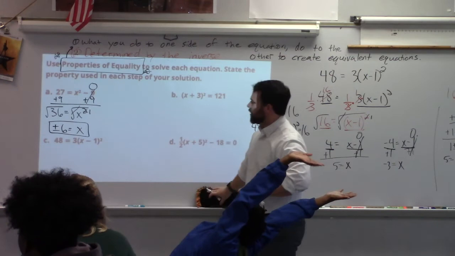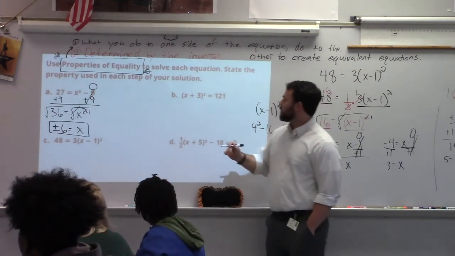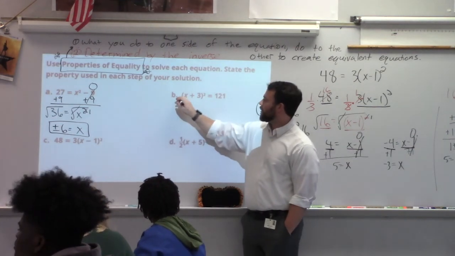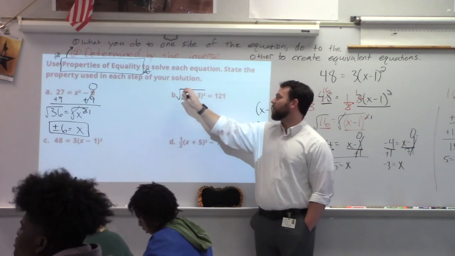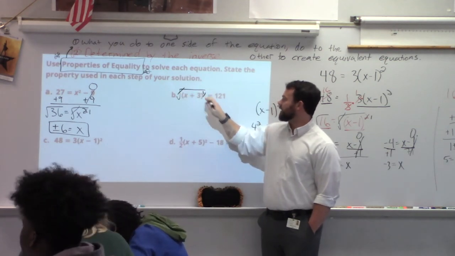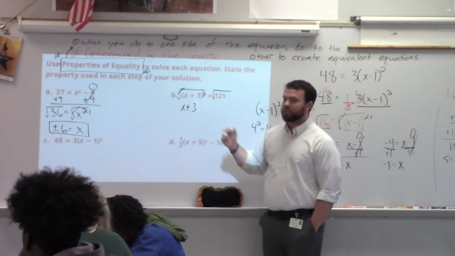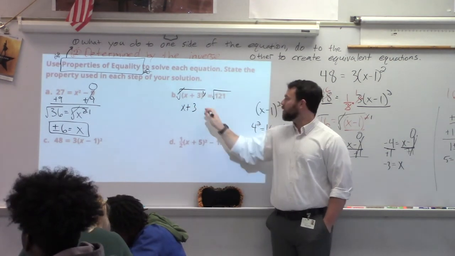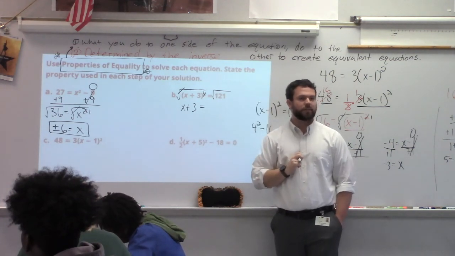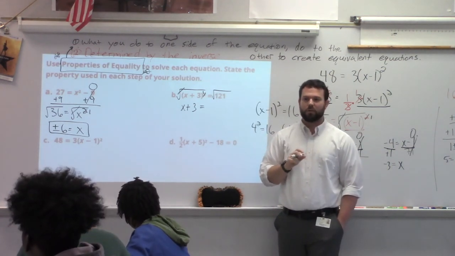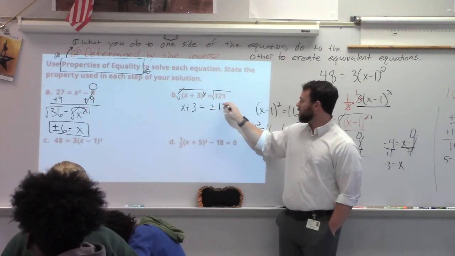So when I transition over here to B, what am I going to do? Square root, right? So that's the very first inverse operation I need to take. And again, that's an exponent of 1. So I get x plus 3 to the first, or just x plus 3, is equal to? Plus or minus 11. You've got to remember when you take that square root, it's a plus or minus 11.